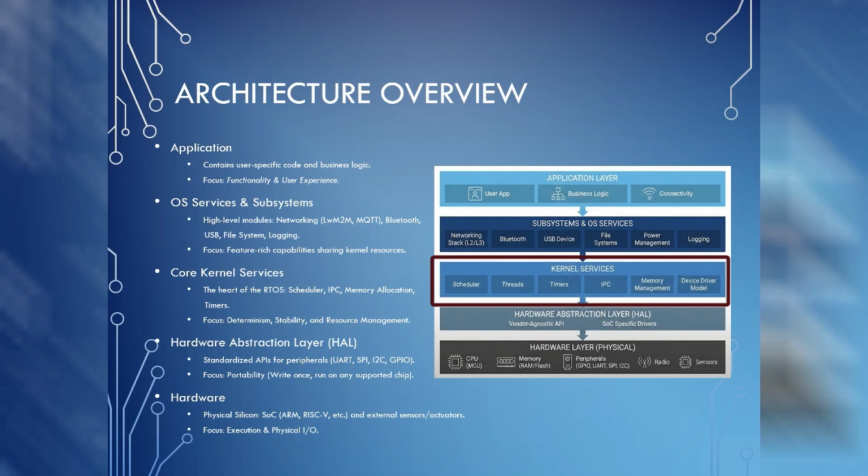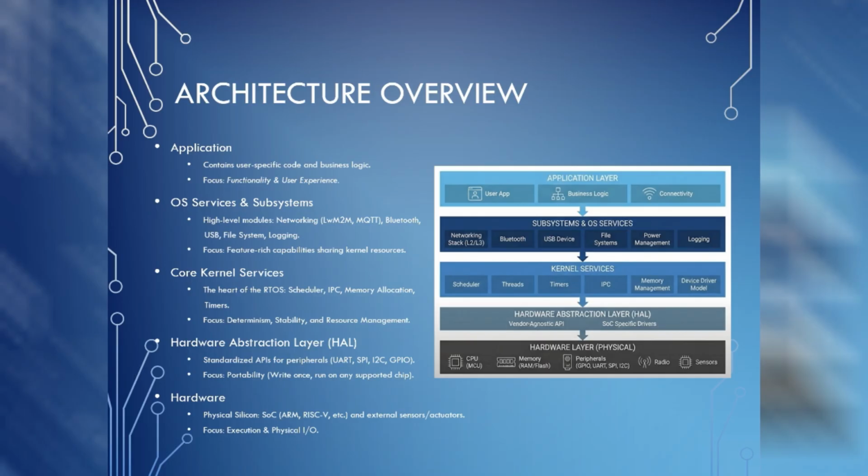Beneath the services sits the core kernel. Think of this as the traffic controller of the RTOS. It handles the essential heavy lifting: scheduling threads, managing memory, coordinating inter-process communication, and optimizing power consumption. It ensures the system behaves deterministically.